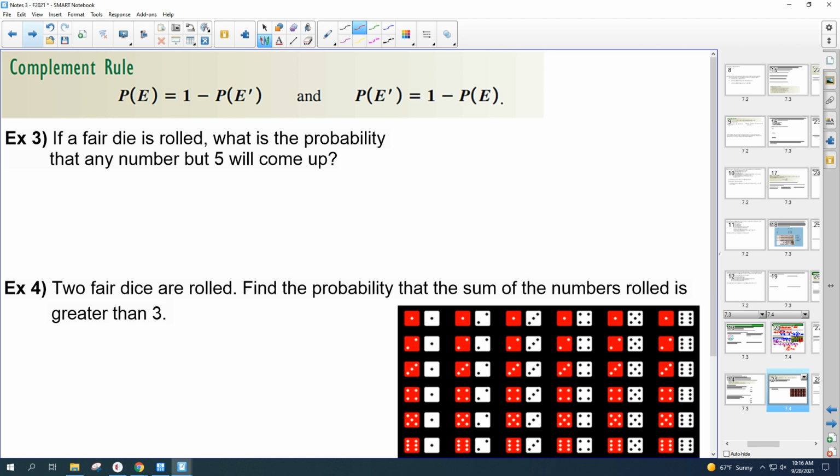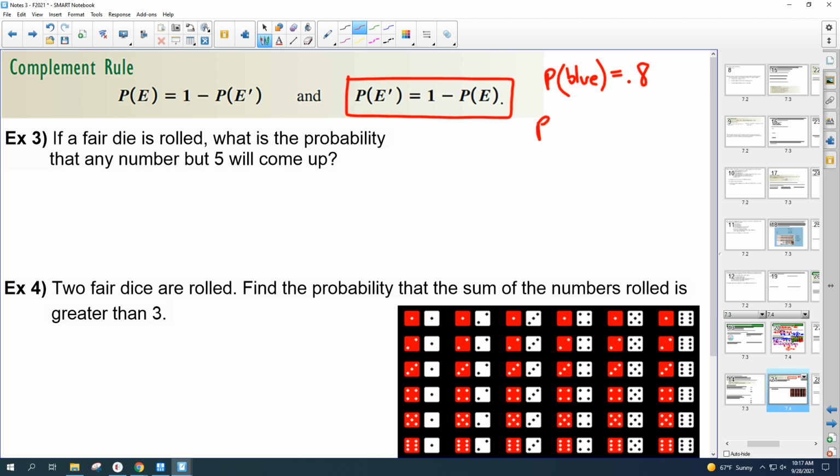Complement rule. I like it better like this. Students get confused by this, but it's not trying to be hard, all right? The probability that I wear a blue shirt on a given day is 0.8, okay? The probability that I wear a blue shirt on a given day is 0.8, all right?